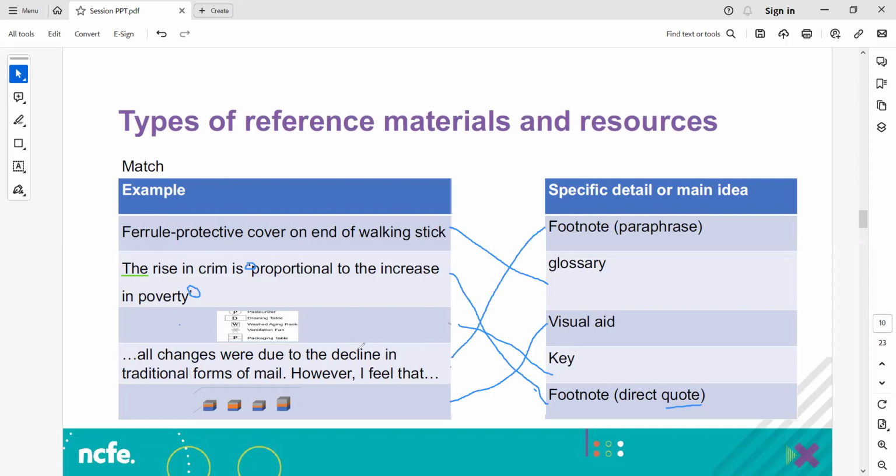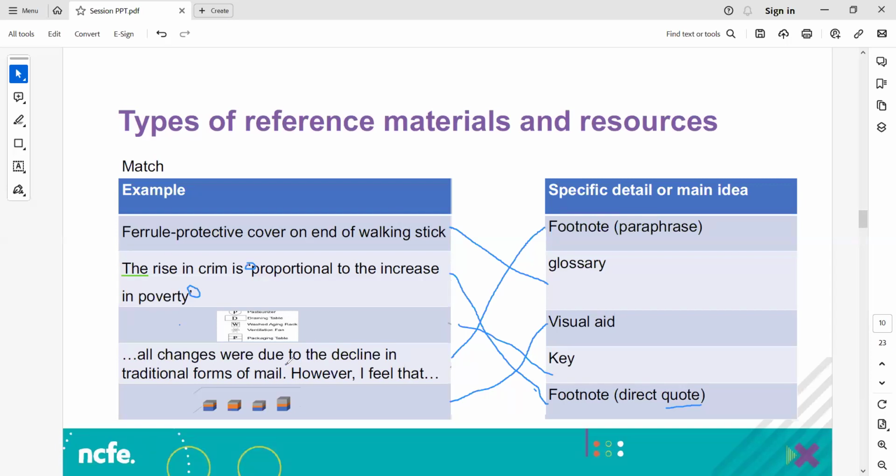So it is tricky, this activity, because we're just getting a sentence. It's not within the text, so it would make more sense, possibly, if we had a paragraph and we had to pick these out instead. An actual example of text might make this easier. But someone is paraphrasing here. All changes were due to the decline in traditional forms of mail.